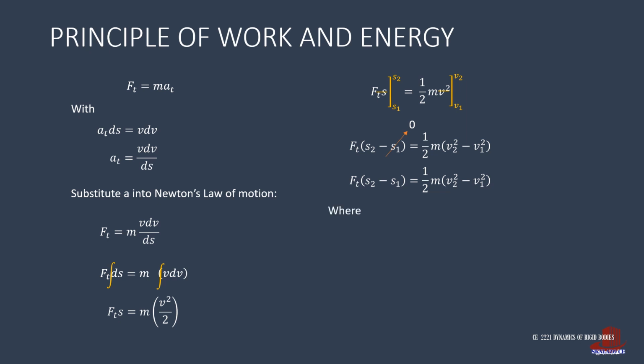And then, the tangential force can be computed as the total applied force times cosine of theta. Thus, the work-energy equation comes out as force times cosine of theta times delta x equal to half of m v2 squared minus half of m v1 squared. The left side is work, and the right side of the equation is kinetic energy.